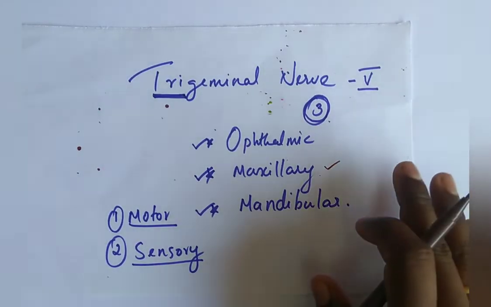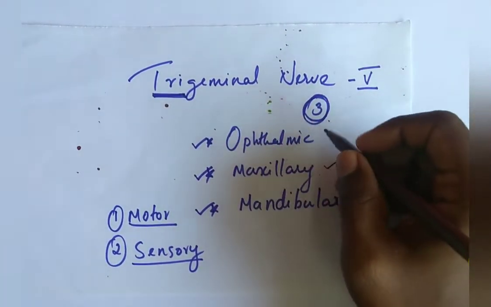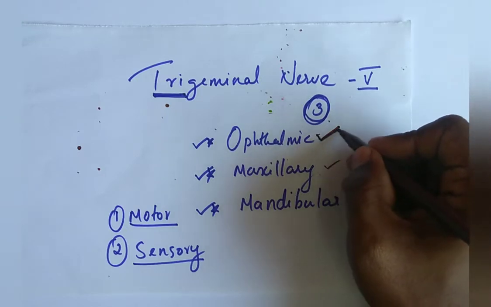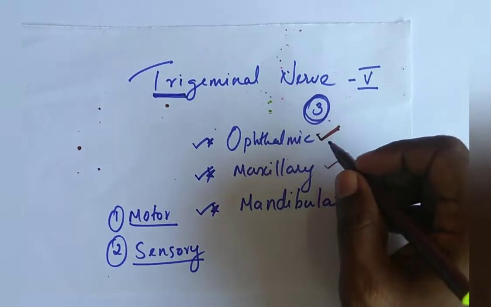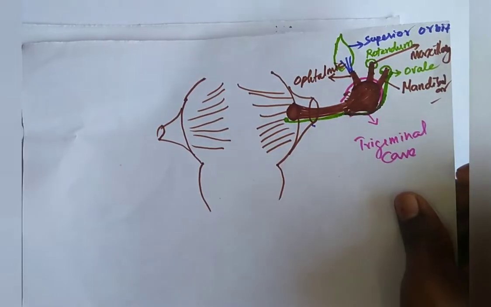Good morning. In this video, let us study the first branch of the trigeminal nerve, that is the ophthalmic nerve. This ophthalmic nerve is purely sensory.